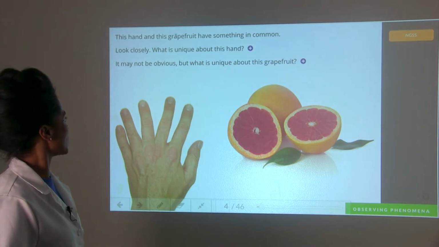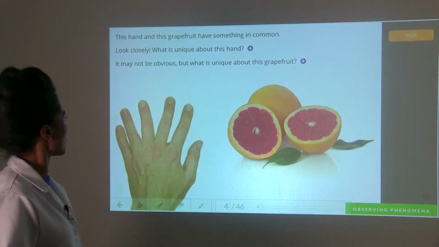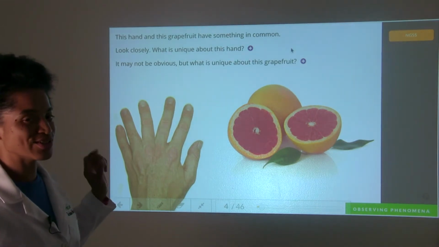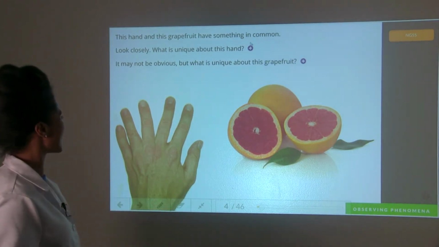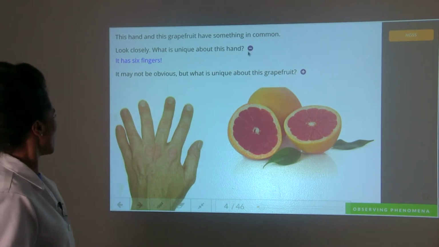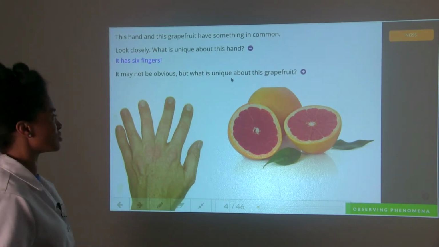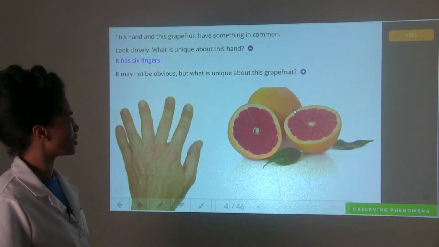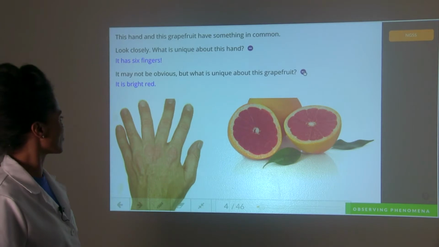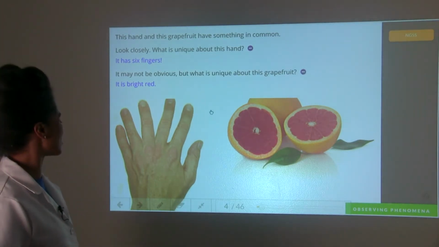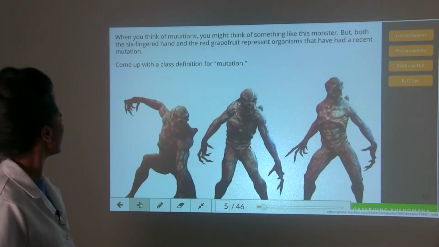So this hand and this grapefruit have something in common. Look closely. What is unique about this hand? I'm sure you observed it. All right, it has six fingers. It may not be obvious, but what is unique about this grapefruit? It is bright red. Yes, that is something unique about that grapefruit.